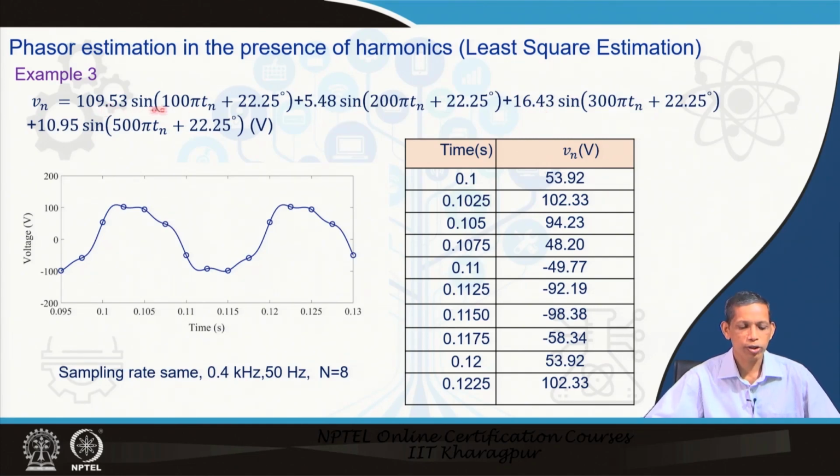With the fundamental we now add different components: the second harmonic, and the other harmonic components, third and fifth, and so on. The signal becomes distorted like this, no more pure fundamental, and the samples available are like this, with the same sampling rate, and one cycle gives n equals to 8. Now we will see how the least square estimation technique performs in this situation.